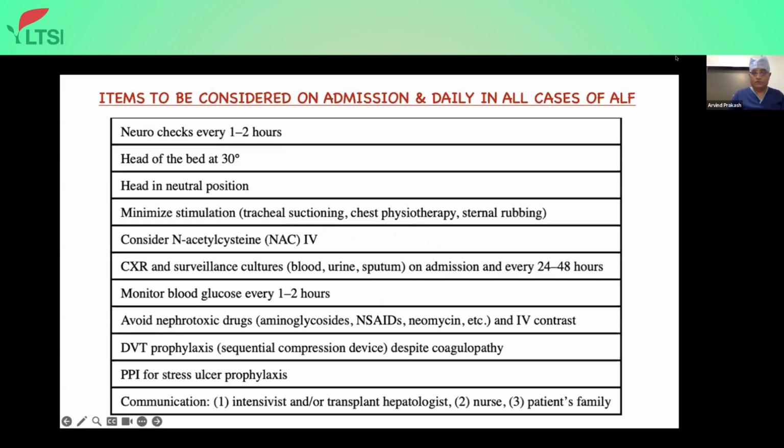So those patients who need to be admitted in the ICU on a daily basis, what should be checked has been shown in this slide, which I'll elaborate on further. Next slide.